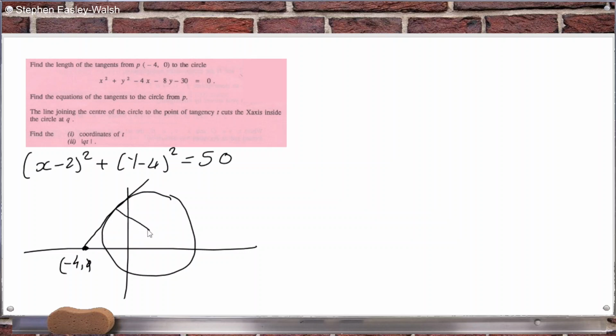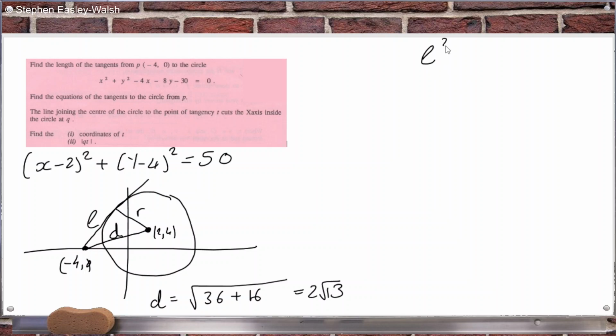So we know where the center is. We can know the radius. The radius is root 50, and we can know that length there. Let's just call it d. So d would be the square root of (minus 4 minus 2 is 6) squared, 36, plus 4 squared, which is 16. So that's root 36 plus 16, which is 2 root 13. And we'll call that side L.